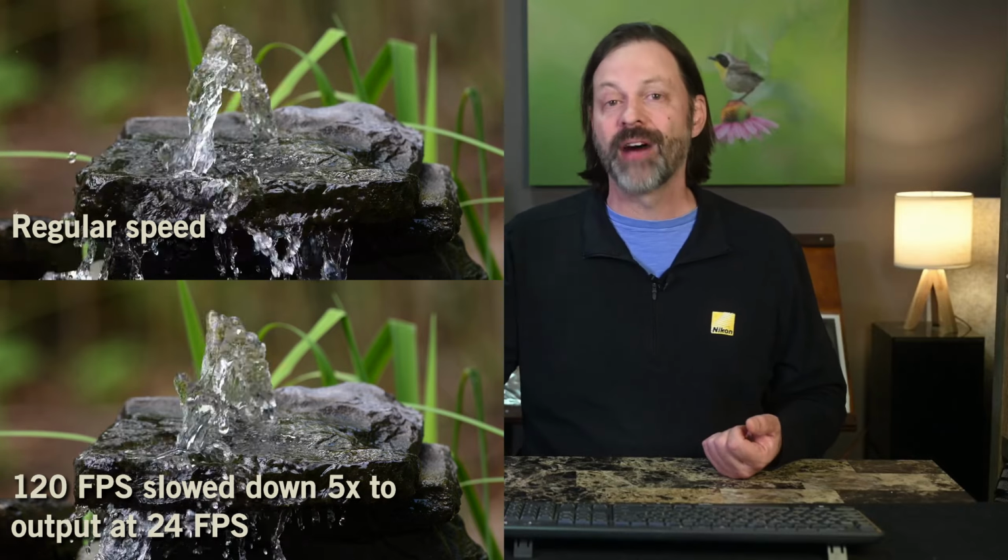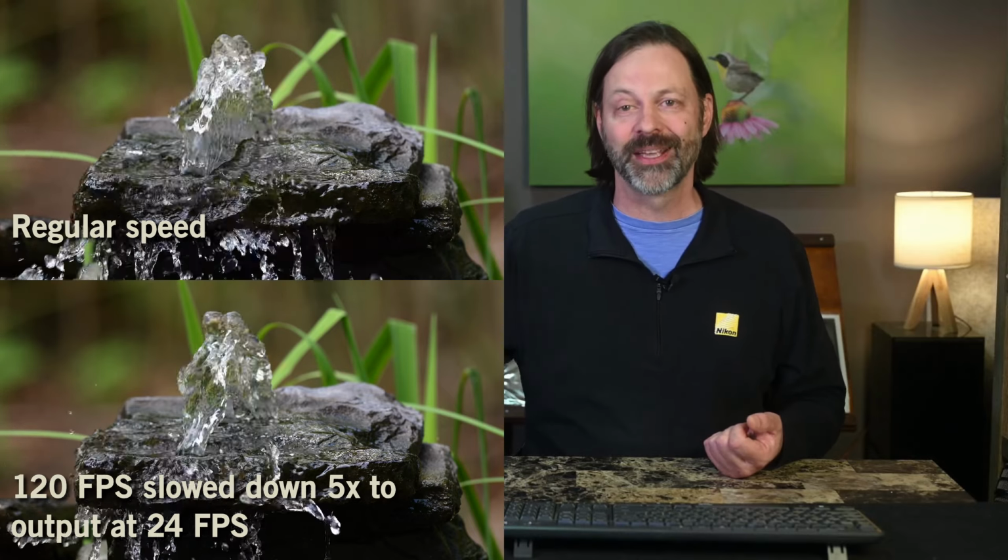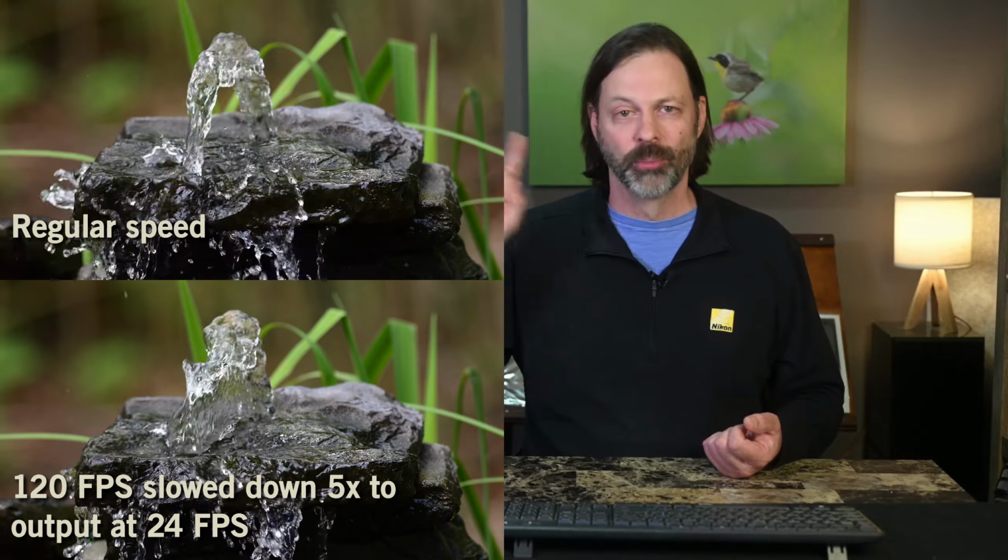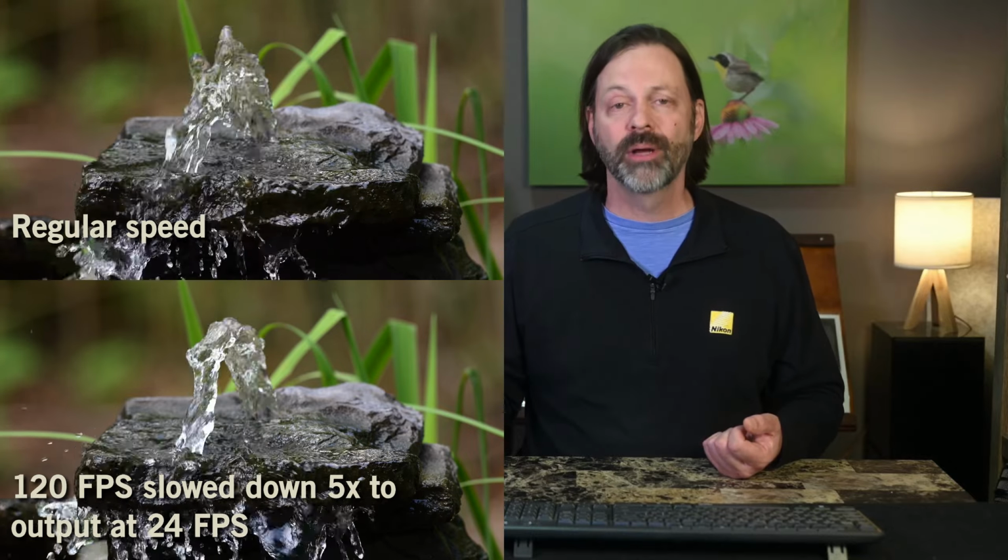I'll loop the top one 5 times because that's what I'm going to have to do to make it the same length. So this top one, normal speed, looped. The bottom one, 5 times slow motion. Pretty good, right? Let me show you another example here.